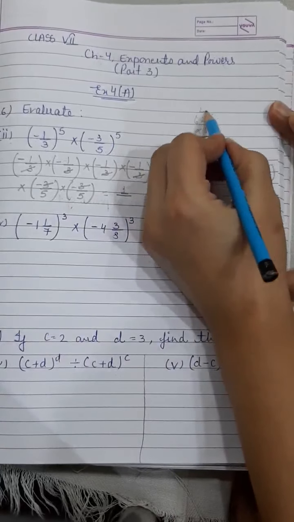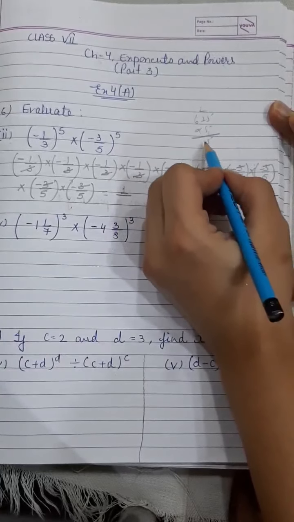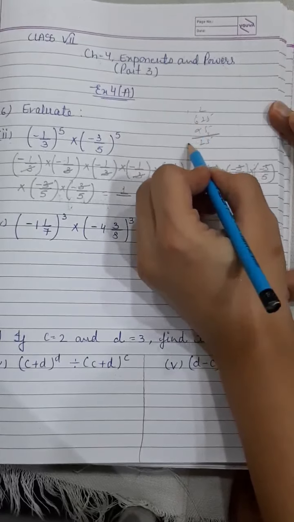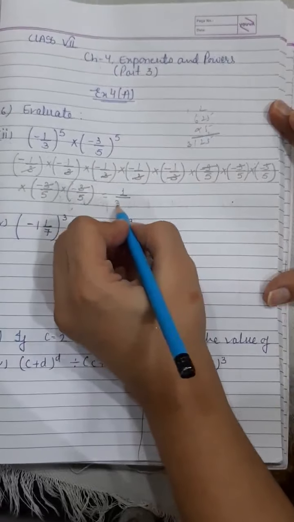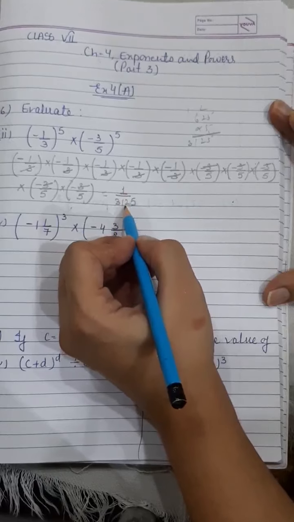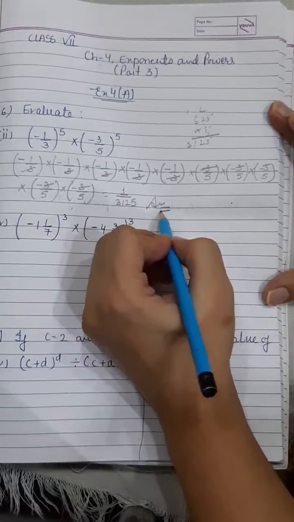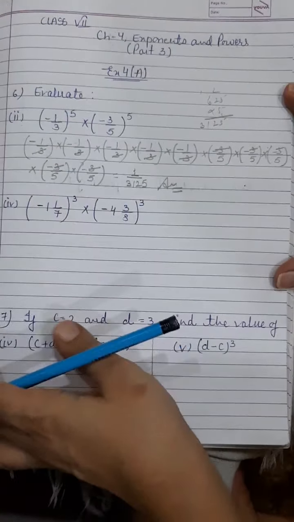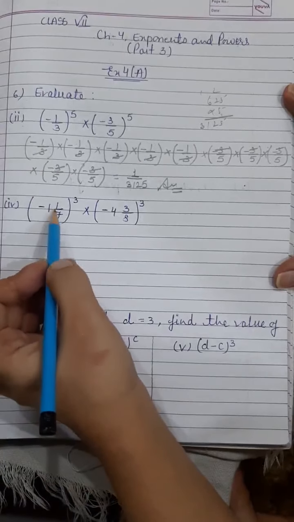5 5s are 25, 5 2s are 10, 10 plus 2 is 12, 5 6s are 30, 30 plus 1 is 31. So 3125. So the answer will be 1 upon 3125. Is it clear?